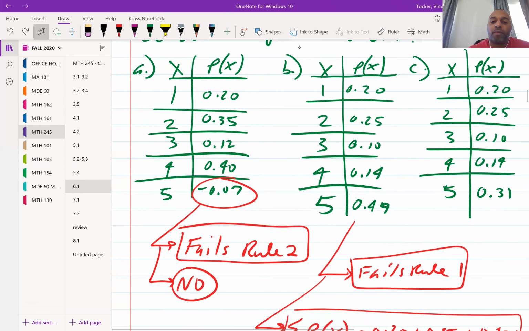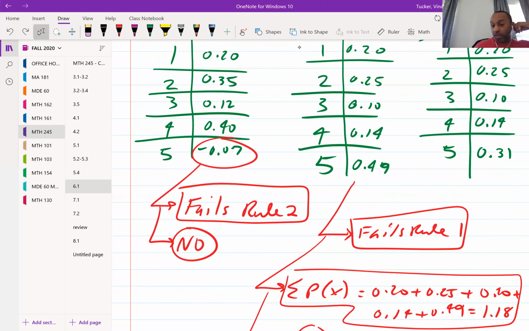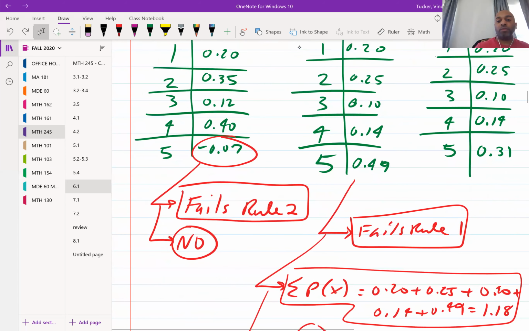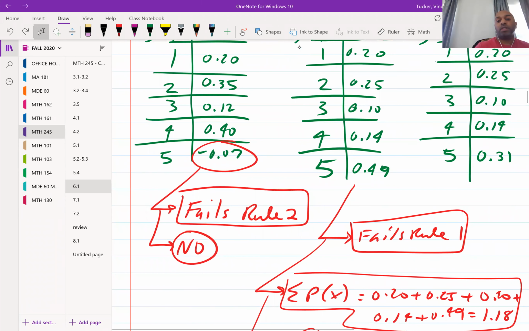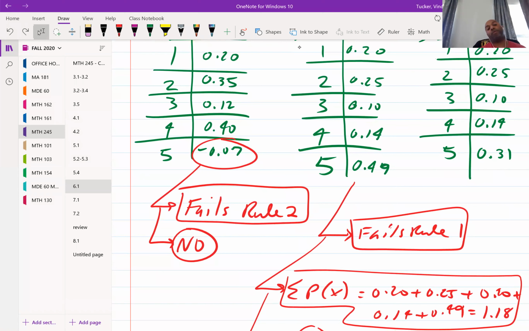B fails rule 1 because when you add up all of your numbers, they give you 1.18 instead of 1. So, questions on those first two? Once again, the first one fails rule 2. All of your probabilities have to be in between 0 and 1. The second one fails rule 1. All of your probabilities have to add up to 1.